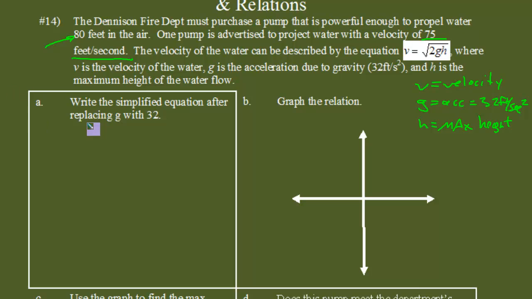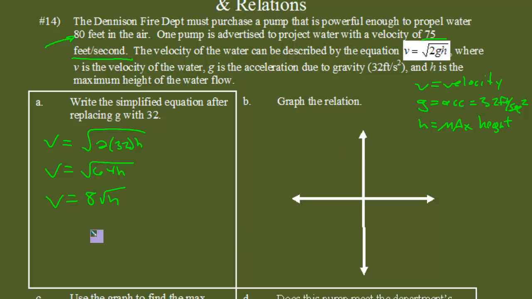Part A, write the simplified equation after replacing g with 32. Well, we simply say v equals square root of 2 times 32 h. 2 times 32 is 64. Square root of 64 is 8. Square root of h, we don't know. This is the simplified equation. V equals 8 times the square root of h.